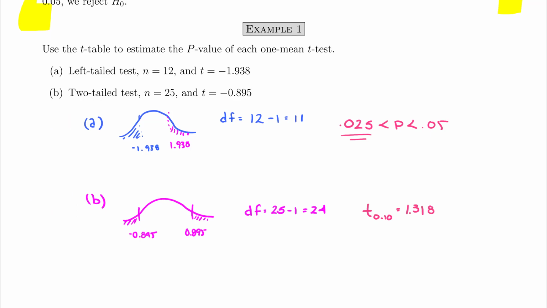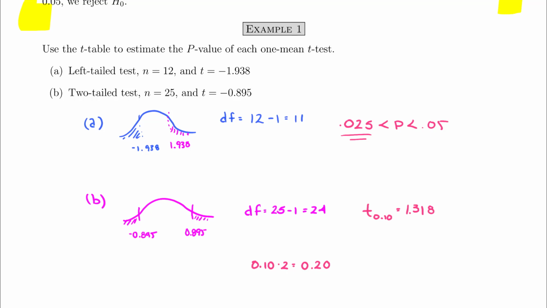So the area under the curve that lies to the right of 0.895 is greater than 0.10, and the area to the left is greater than 0.10. And since we're talking about a two-tailed test, we have to double that. So 0.10 times 2 is going to be 0.20. So that's the area where we would reject our null hypothesis.